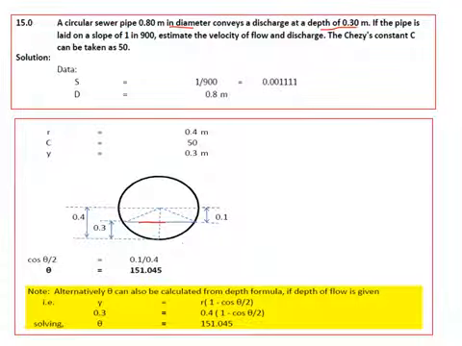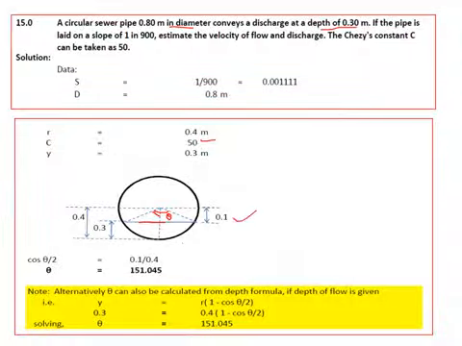Okay, so bed slope is given 1 in 900. You have to estimate the velocity of flow and discharge. C is given as 50. So now my aim is to find out the value of theta. So this is the value of theta, and to find theta, this will be theta by 2. So now here this is 0.4 and depth of flow is 0.3. So this distance is 0.1.